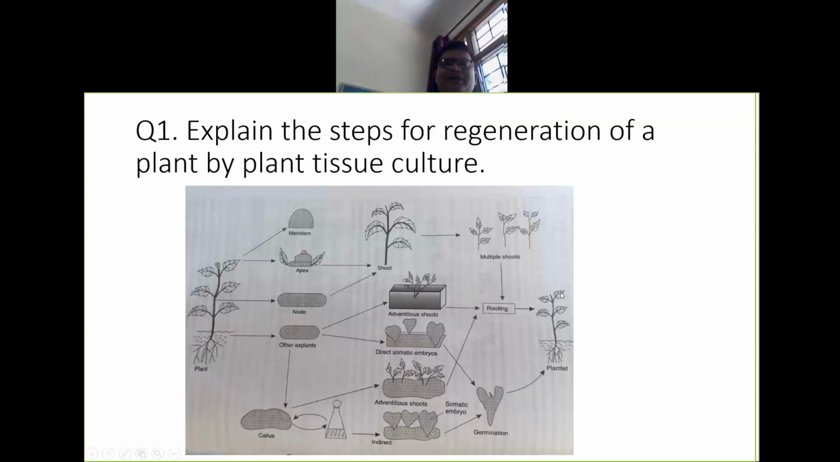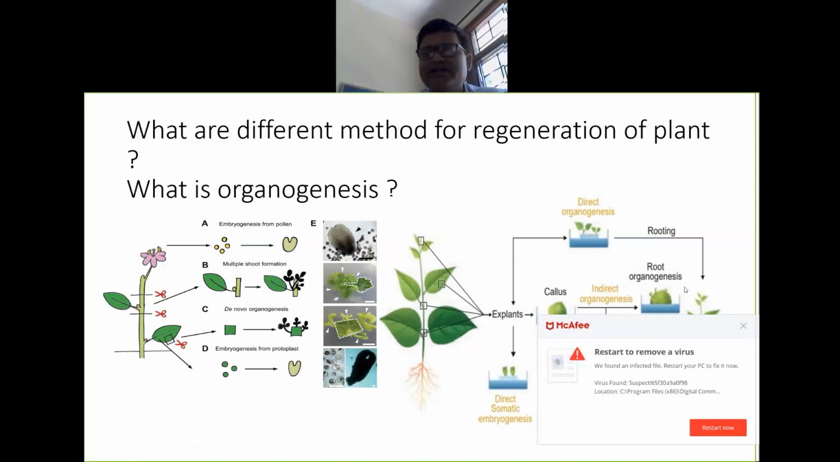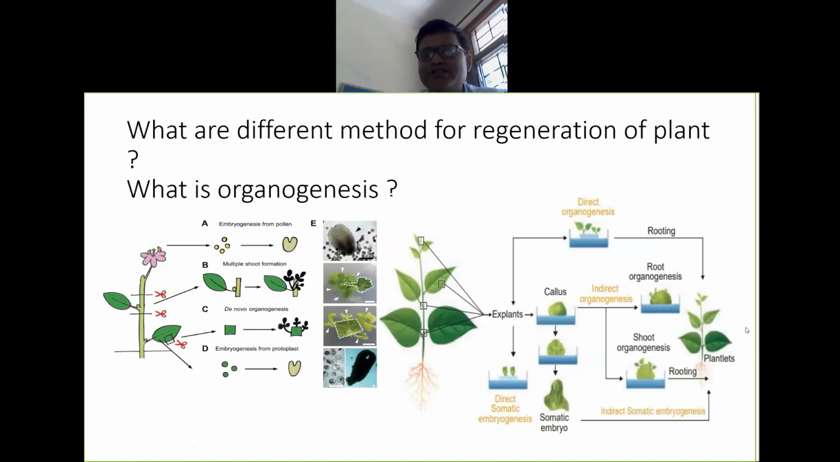So these are the different methods for regeneration of the plant. One is organogenesis and one is somatic embryogenesis. You will find the plant part, and you can take any part for regeneration of particular organs or whole plants. So this is the flowchart that depicts the formation of particular organs. You will find it here in this diagram.